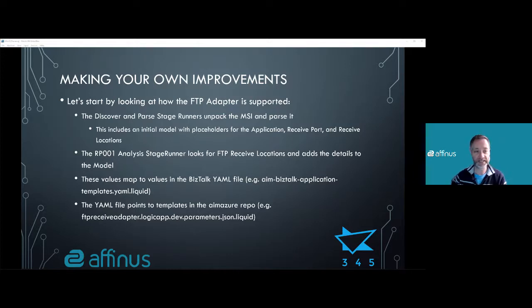But let's start here. At this point, we've supplied an MSI, and there is an FTP receive location in there. So the discover and parse stage runners have unpacked the MSI and parsed it. And as part of that, they've built an initial model. In that initial model, we have placeholders for the application, the receive ports, and the receive locations. They won't have any details yet because we haven't parsed that. And then there's an analysis stage runner called RP001, and that's looking for FTP receive locations. When it finds them, it reads through the binding file and adds the details to the model.